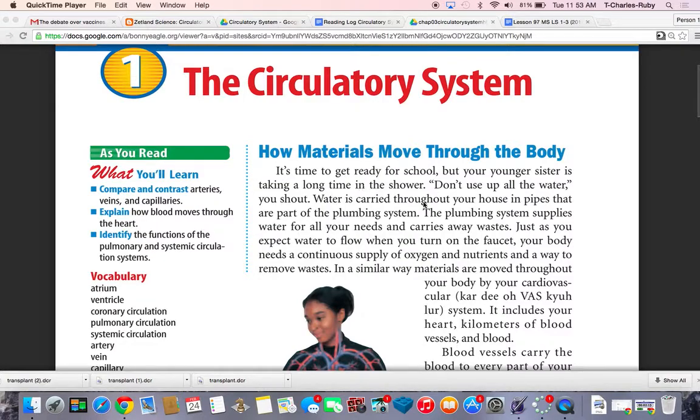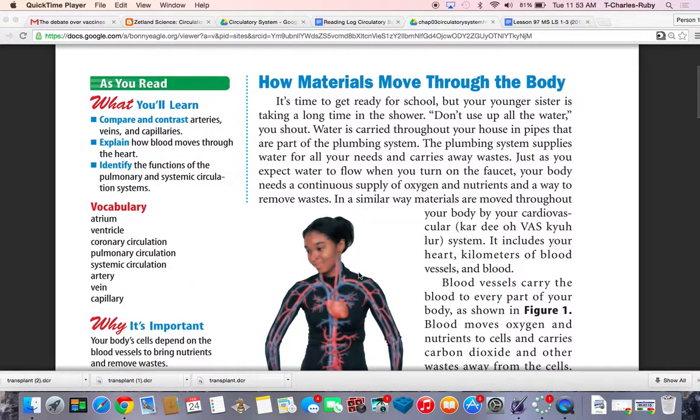Water is carried through your house in pipes that are part of the plumbing system. The plumbing system supplies water for all your needs and carries away waste. Just as you expect water to flow when you turn on the faucet, your body needs a continuous supply of oxygen and nutrients and a way to remove waste. In a similar way, materials are moved throughout your body by your cardiovascular system.